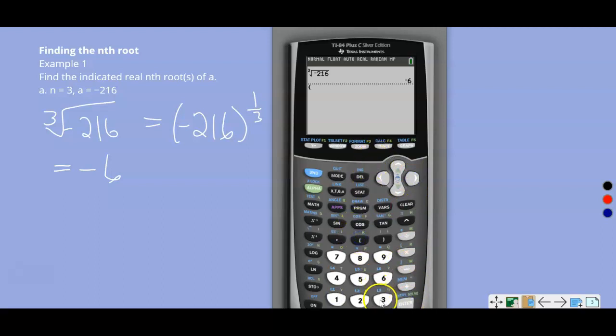And just to be clear that these two things are equivalent, if I do negative 216 raised to the 1/3 power, and I'm putting that in parentheses so I know it's raised to that whole 1/3 power, that should also give me negative 6. So you can see these two things are indeed equivalent.